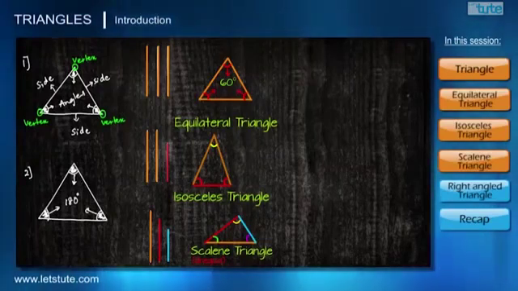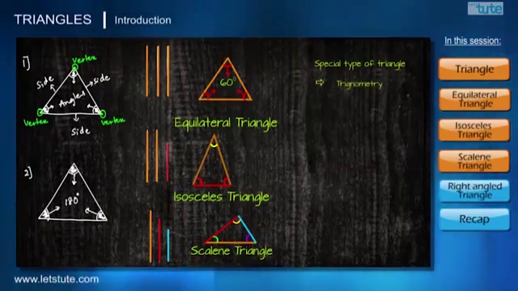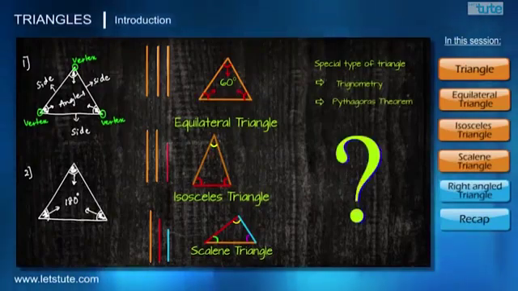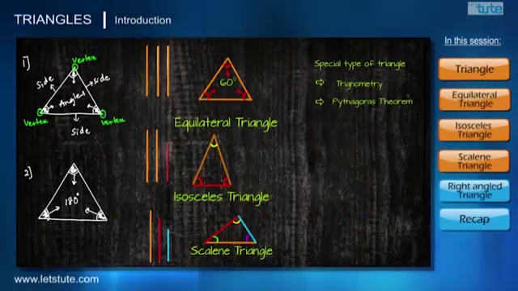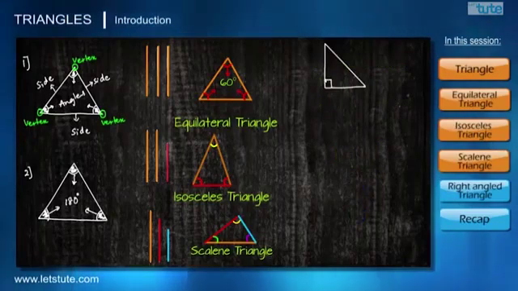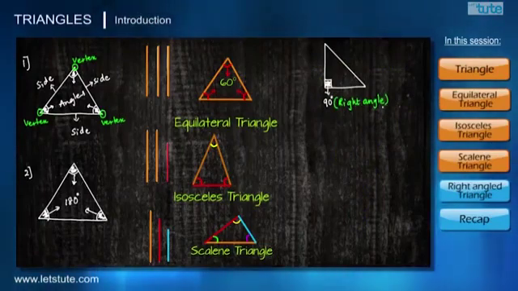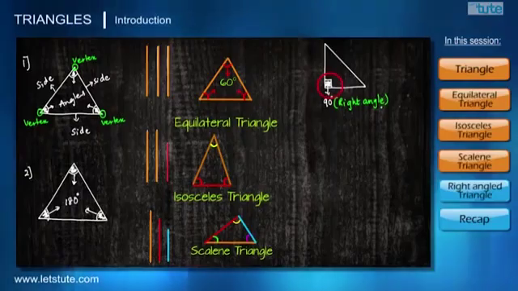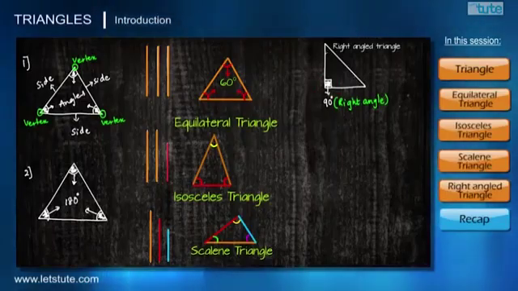Now let's learn about the most important and special type of triangle. There are many concepts based on this triangle, like trigonometry and the Pythagoras theorem. So any guesses? Yes, you're right. It is a right angle triangle. Angle 90 degrees is always called a right angle. So whenever in a triangle you see any angle measuring 90 degrees, then that triangle is called a right angled triangle. And one most important thing you should know is a triangle can contain only one right angle.